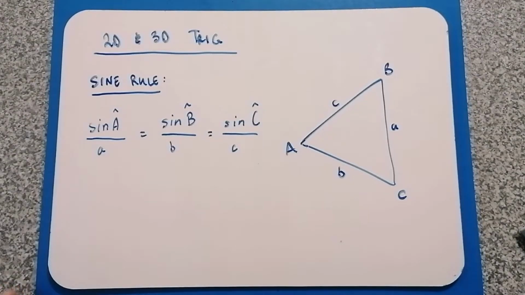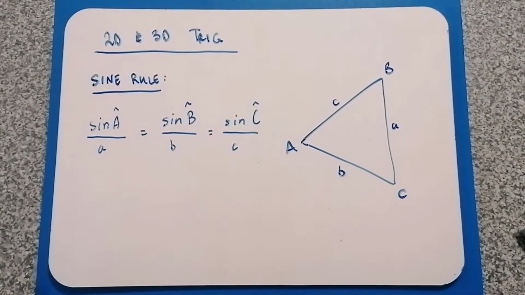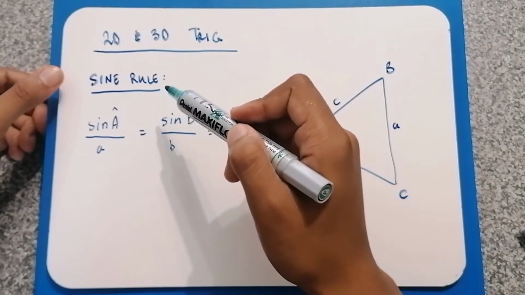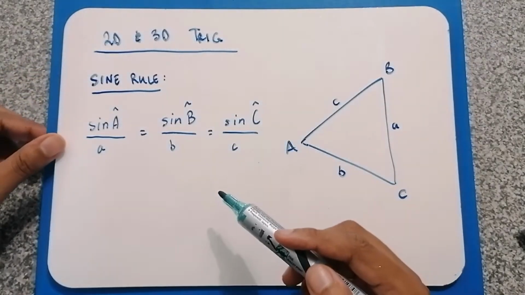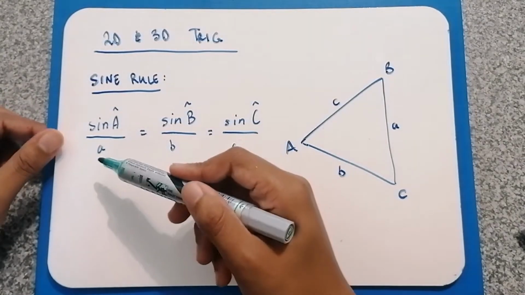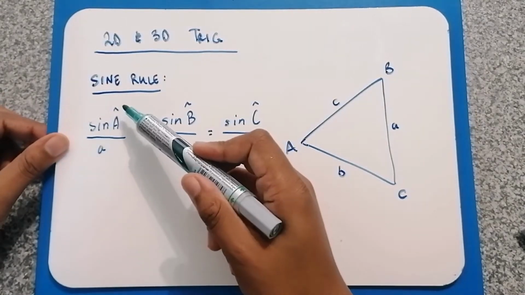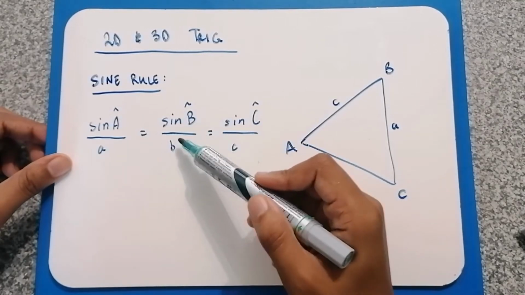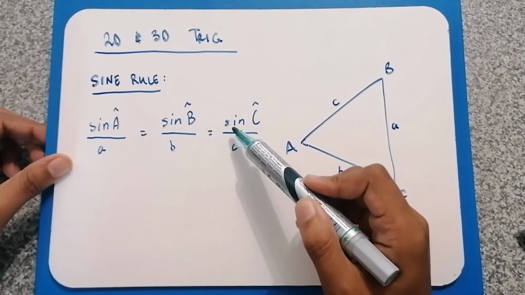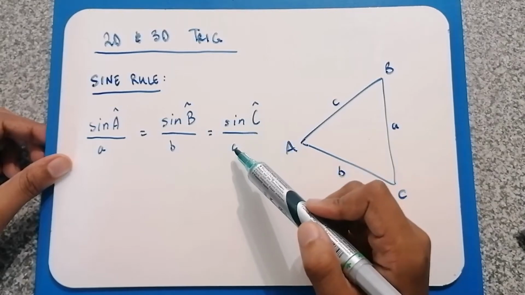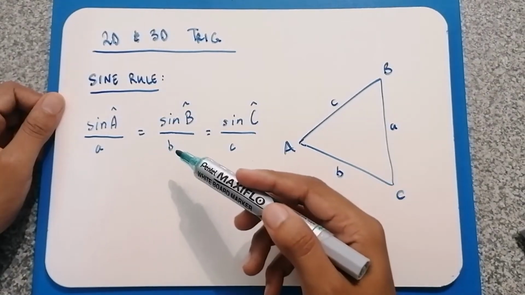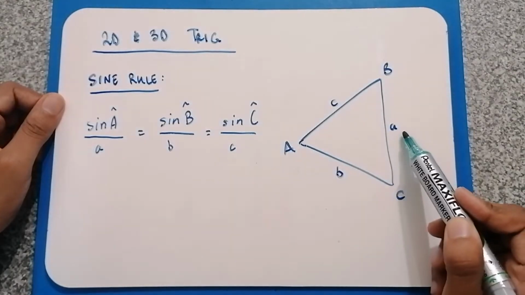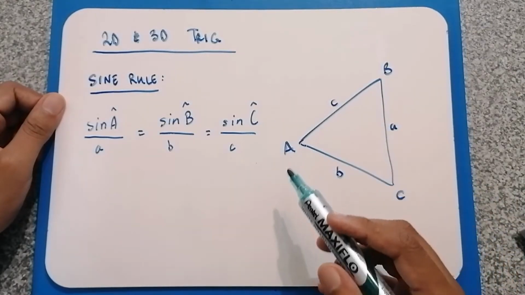Hi there guys, in this video I'd like us to look at two-dimensional and three-dimensional trig, and we'll start with the sine rule. The sine rule goes as follows. It says sine of angle A divided by A is equal to sine of angle B divided by B is equal to sine of angle C over C. So this equation allows us to work out either angles or sides inside a triangle.